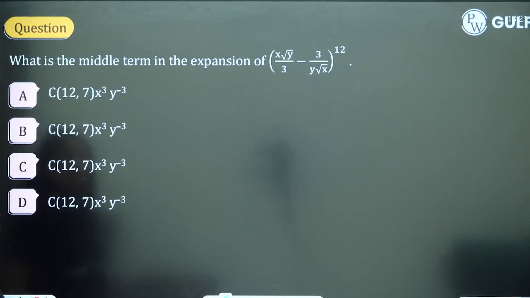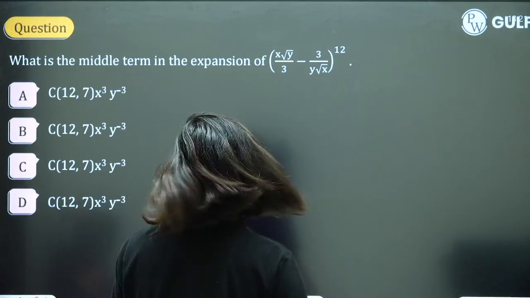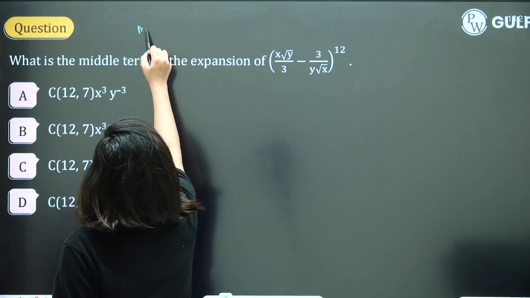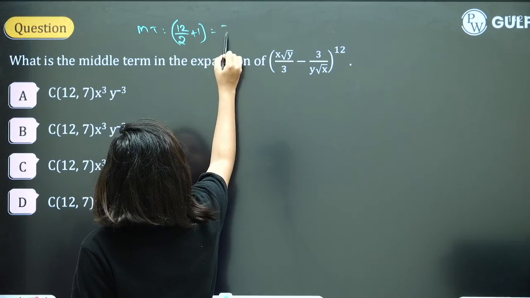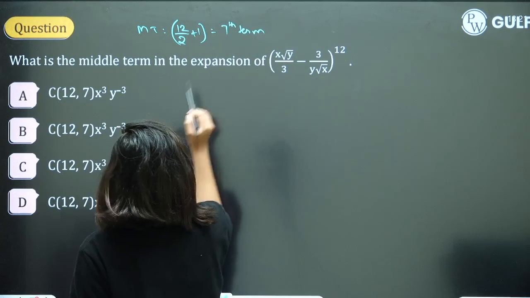Good. Next question, last question, I believe. What is the middle term in the expansion? Now, the middle term will be, if it's an even number, divide by 2 plus 1. 12 by 2 is 6, plus 1. The 7th term is what they are asking us.